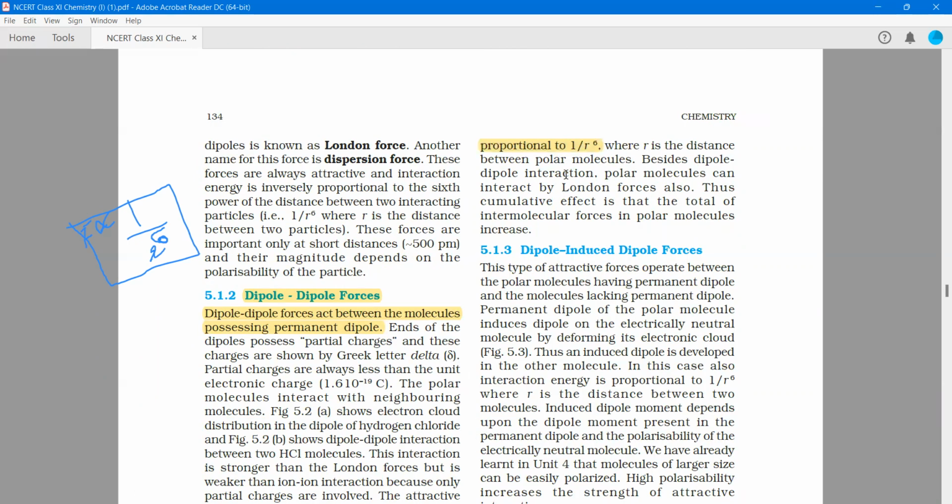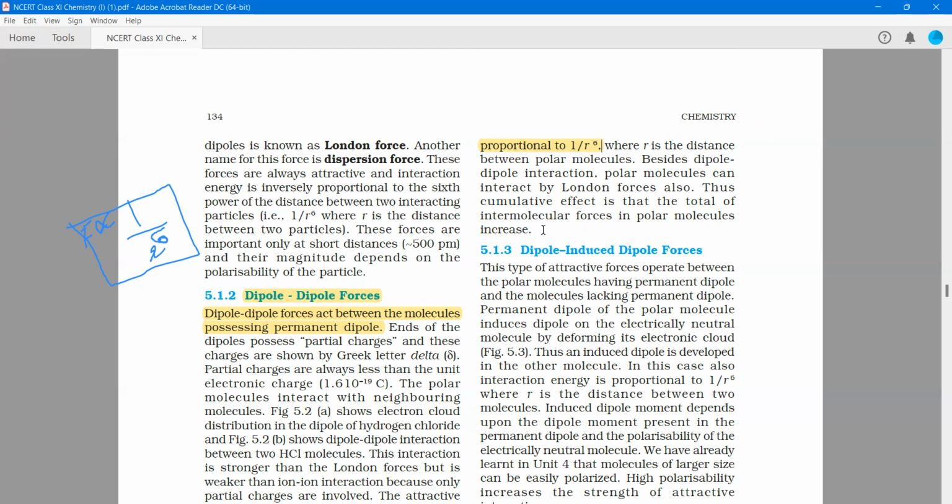So besides dipole-dipole interaction, polar molecules can interact by London forces also. Thus the cumulative effect is that the total intermolecular forces in polar molecules increase. So non-polar molecules will only have London forces, and polar molecules will have dipole-dipole forces as well as London forces.